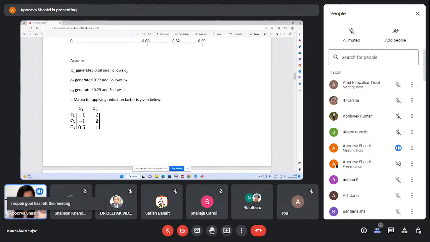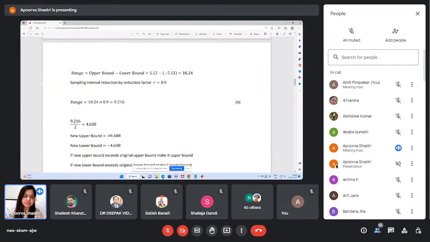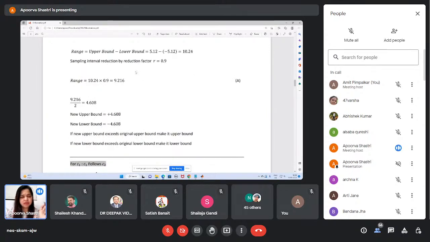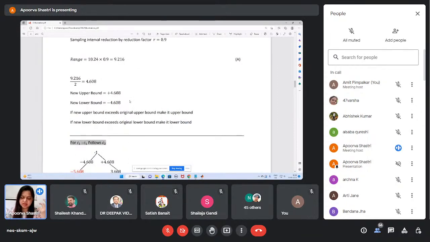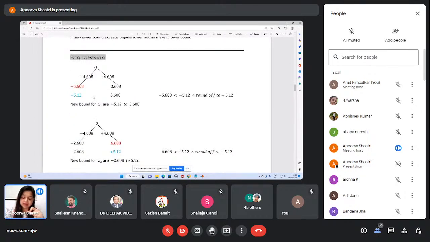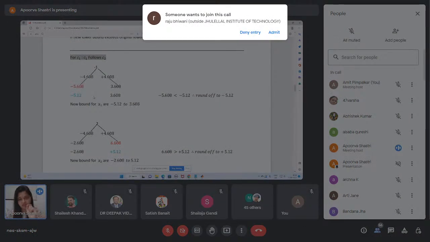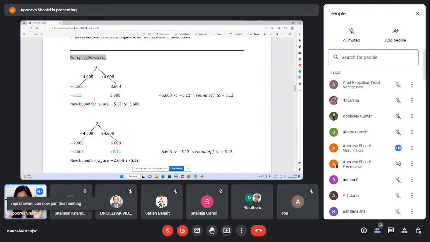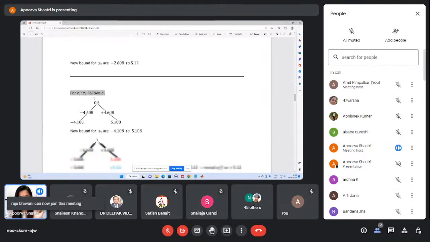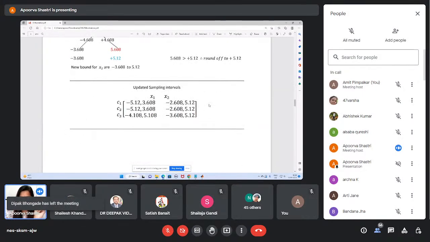So these qualities have been adopted, and then we used the sampling interval reduction by multiplying by the reduction factor, and then making new upper and lower bounds. We again calculated the new ranges, or new upper bound and lower bound, for every quality of each variable. Then we formed a new matrix of updated sampling intervals. Any doubt till this point?